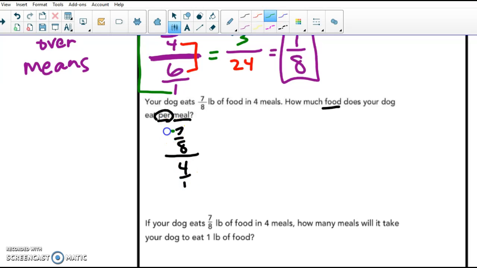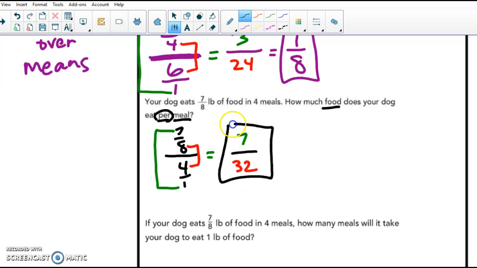Now I can do my extremes, my numbers farthest away from the fraction bar. 7 times 1 is 7. I'm going to put that over my means, these numbers closest to my fraction bar, and the product of these. That's the only trick, to remember it's the product of the extremes over the product of the means. So 8 times 4 is 32. Now I have a fraction that is already in lowest terms, so I am done. My dog eats 7/32 pounds of food per meal.